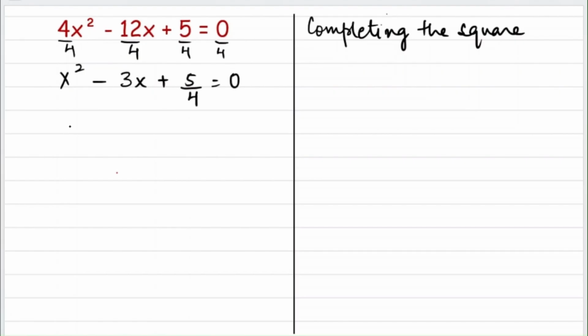My next step is x square minus 3x. Take this plus 5 over 4, the constant term, to the right side, and of course the sign would be changed. So it will be minus 5 over 4.